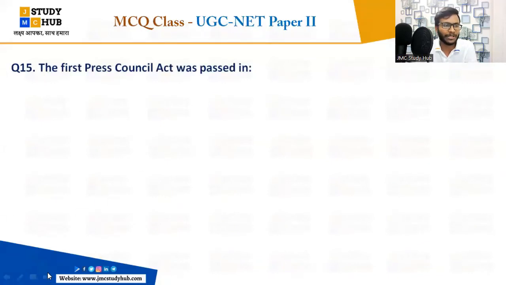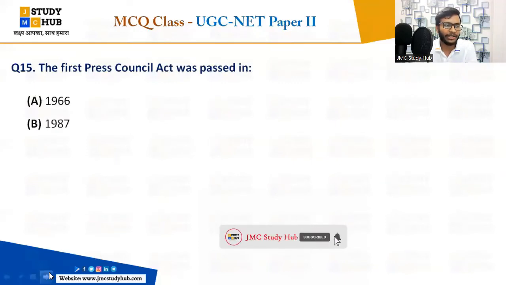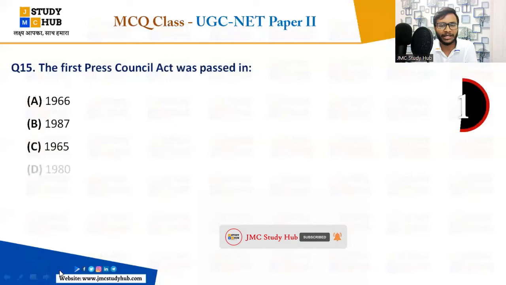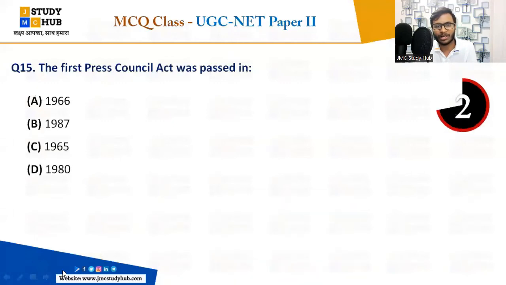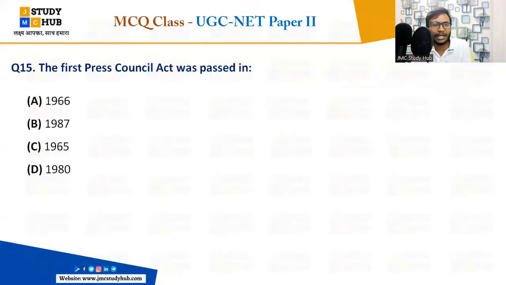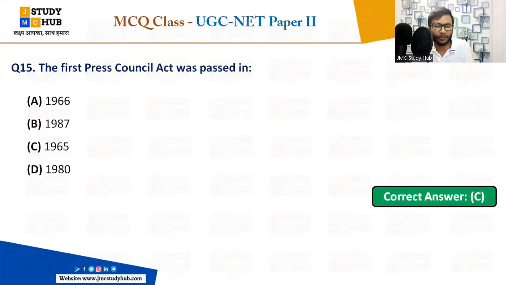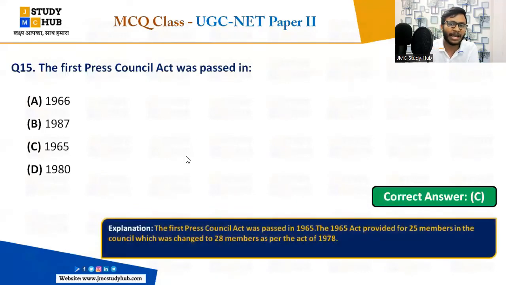Now the next question. The first Press Council Act was passed in which year: 1966, 1987, 1965 or 1980? Everybody, jaldi se sabhi log answer karenge. Do not get confused. It is not asked when the Press Council of India was formed. It has been asked when the first Press Council Act was passed. Pass kab kiya gaya? The answer is 1965. 1965 is the right answer.